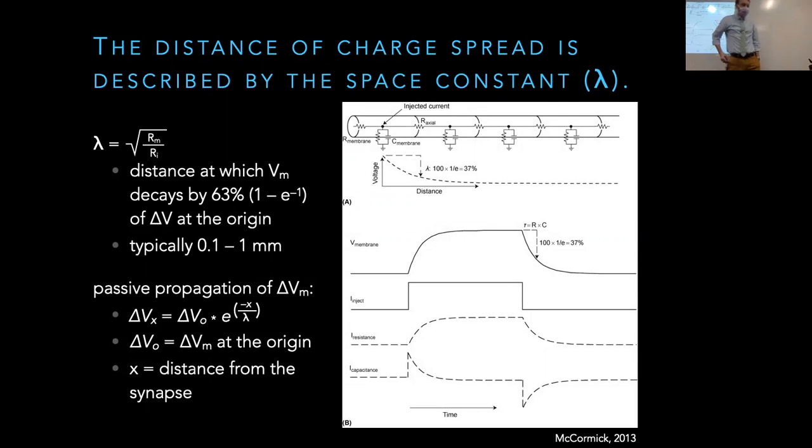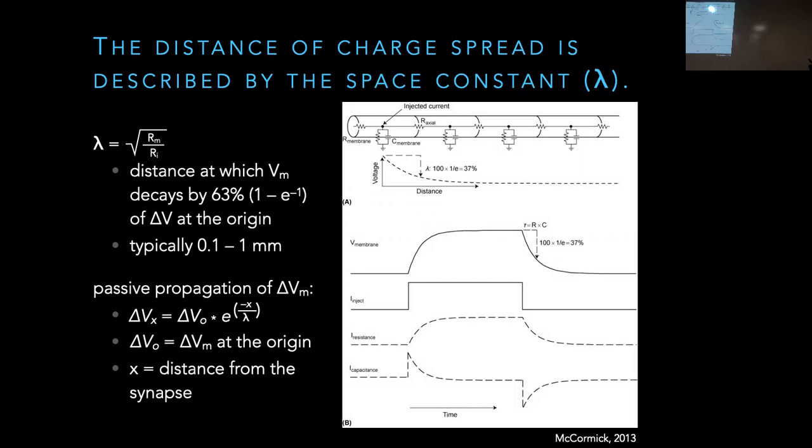So right now we're just thinking about passive movement and charge. We'll get into active movement later. And then we'll mix up passive and active when we get to the dendrites. So this is just about passive movement. If we bring charge in and we let it spread out, how far does it go? That's what the space constant asks.